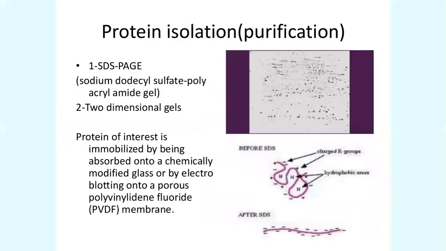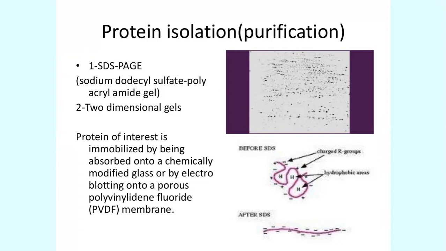Going into the details of all this, once you have your protein sample isolated, you can purify it using electrophoresis, either one-dimensional SDS-PAGE, that is sodium dodecyl sulfate polyacrylamide gel, or you can use two-dimensional gel electrophoresis for separating out the protein of interest. Once this is done, you can either use the protein as such, if it is a smaller protein, or if it is a bigger protein, you need to chop it down into smaller peptide chains.